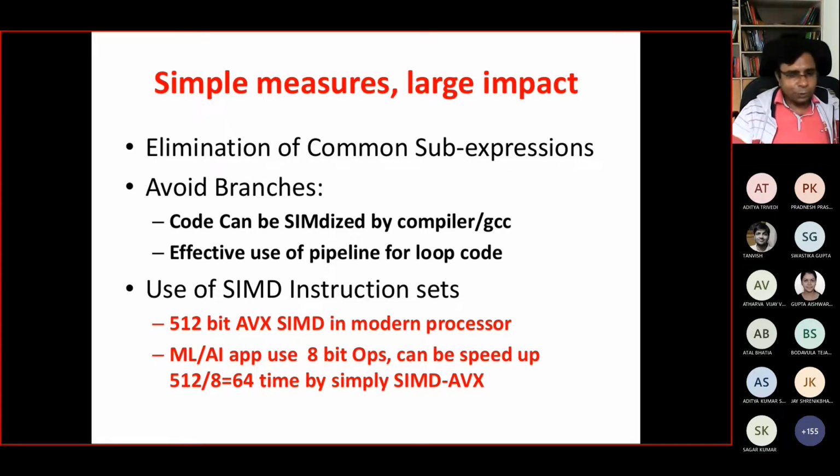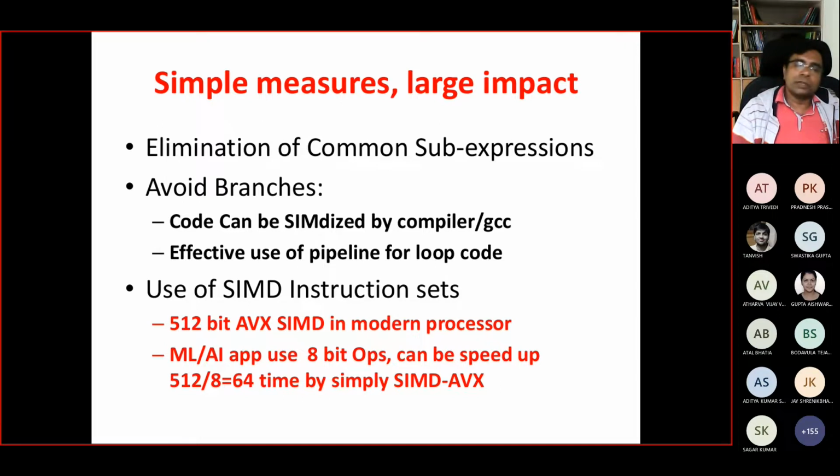So if you run your code without AVX and if you run your code with AVX, the actual running time will be 64 times faster. Most of today's ML and AI use 8-bit numbers instead of 32-bit floating point. So why not do the operation in the 8-bit domain? Most processors have 512-bit AVX, and you can do 64 operations in one go.